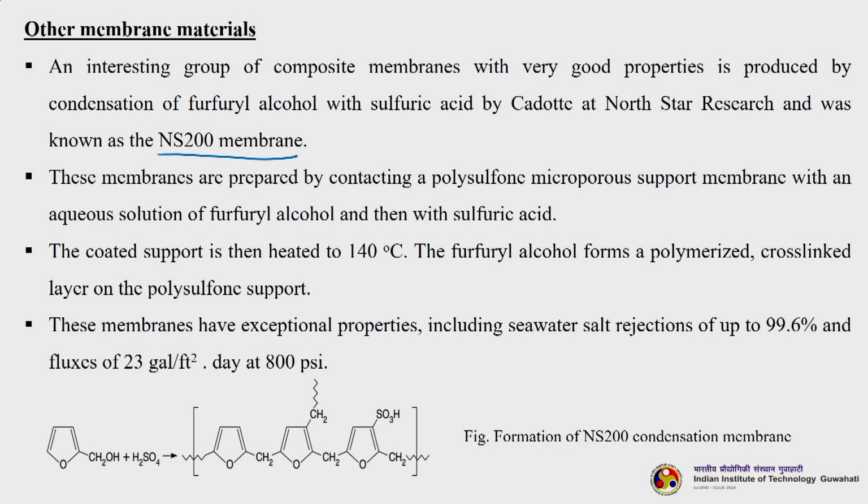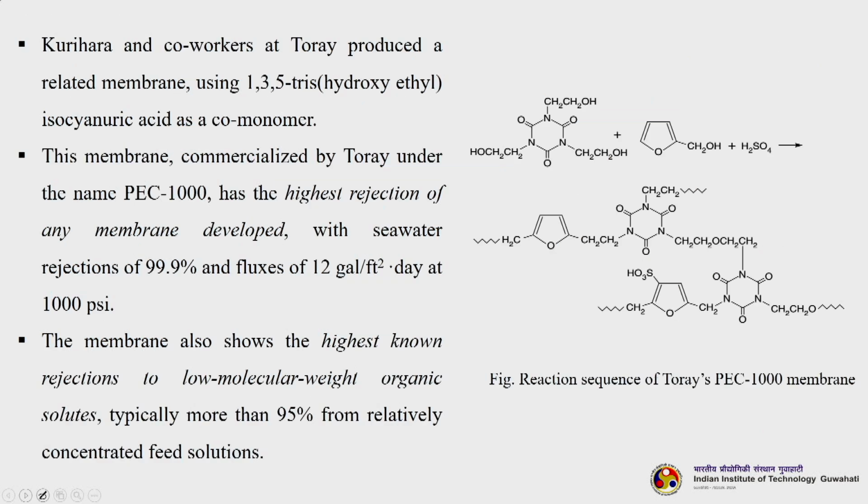Now, these membranes have exceptional properties including seawater salt rejection of 99.6% and a flux of 23 gallon per feet square per day. So, you can see the flux is also very good in this. This is the structure of the NS200 condensation membrane. Then Kurihara and co-workers at Toray, one of the leading membrane manufacturers, produced a related membrane using 1,3,5 tris hydroxyl ethyl isocyanuric acid as the co-monomer.